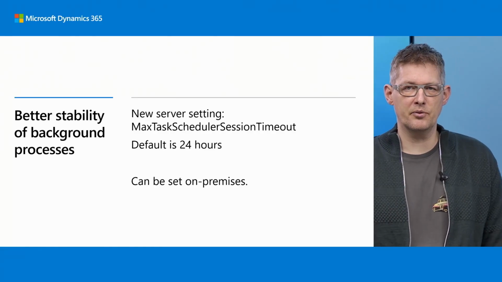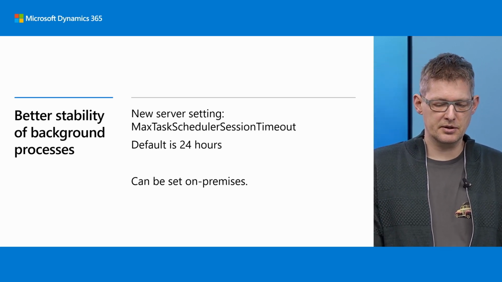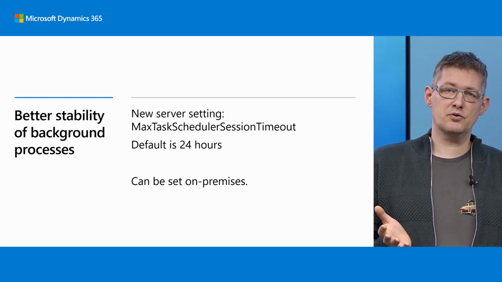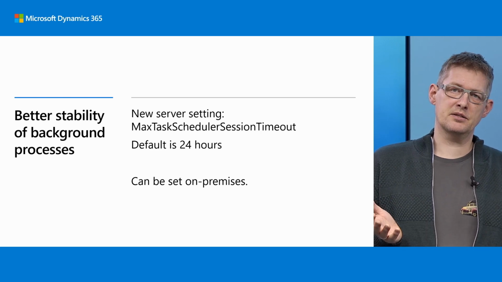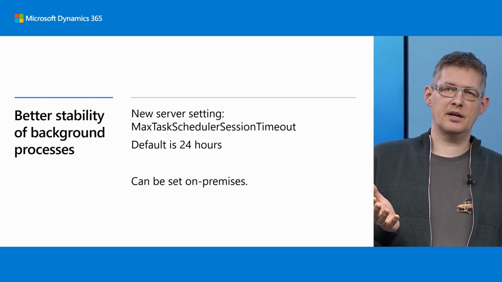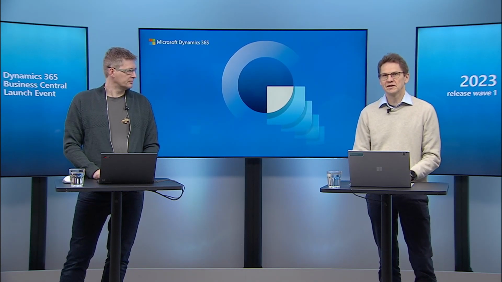All right, what's happening in the AL runtime? This is the core of the server. A few things here, maybe nitty-gritty as well, about stability of background processes. Until now, you would actually be able to schedule a task that could run for more than 24 hours, if you didn't time out anything on the database, etc. But yes, this could happen, and we've definitely seen this happening in production.